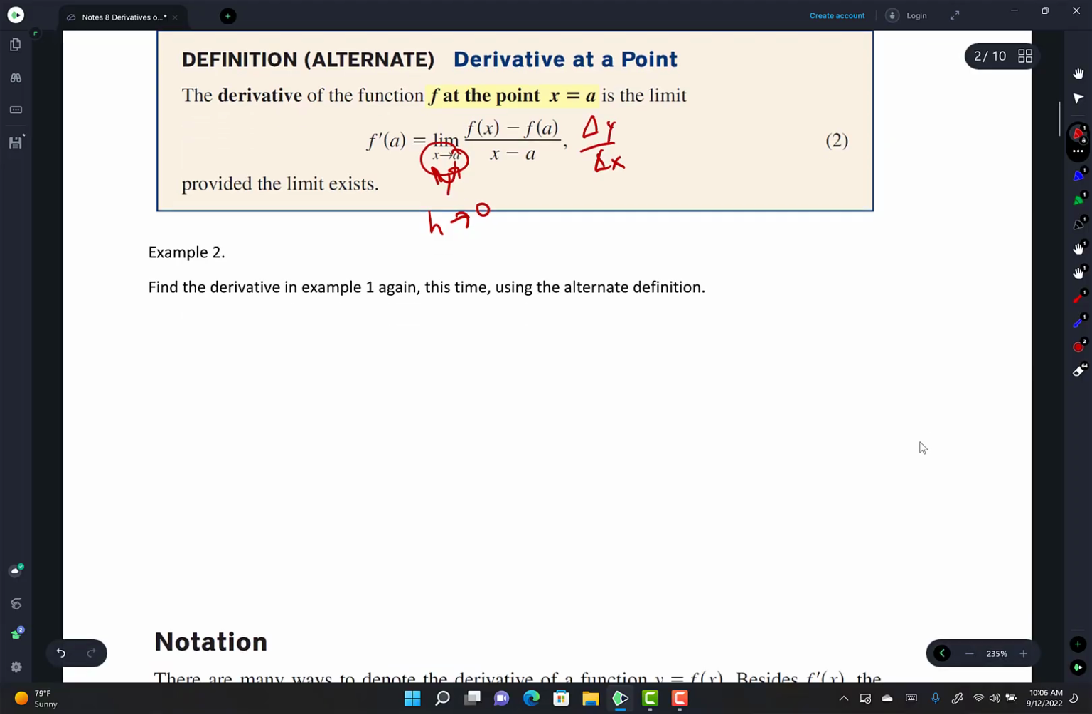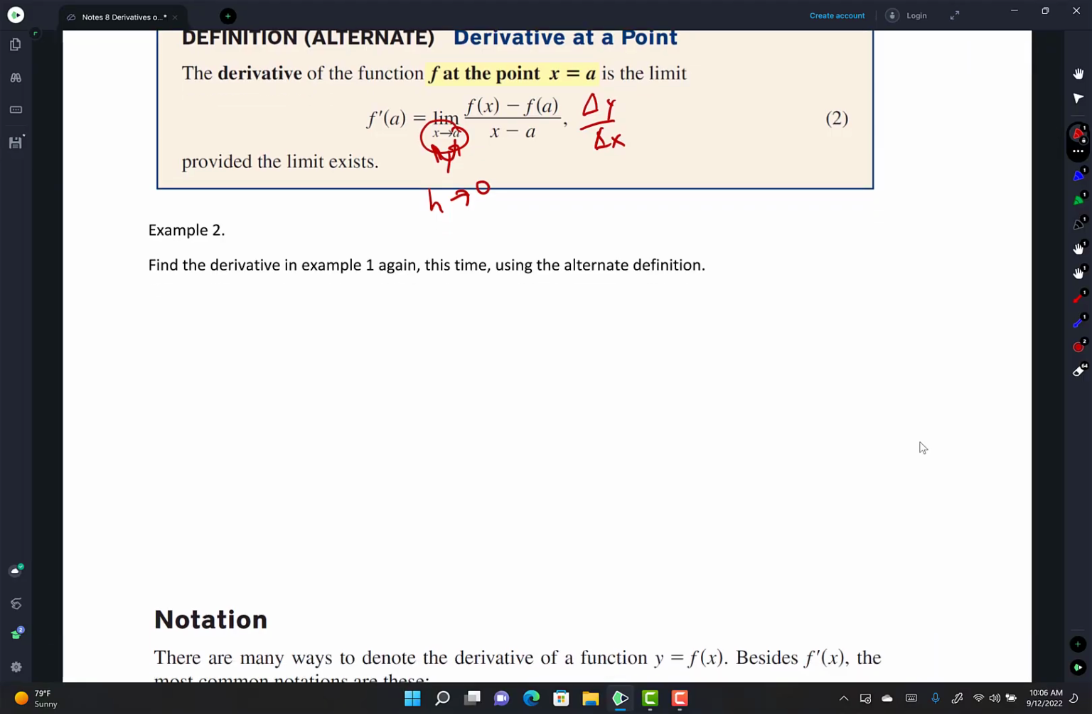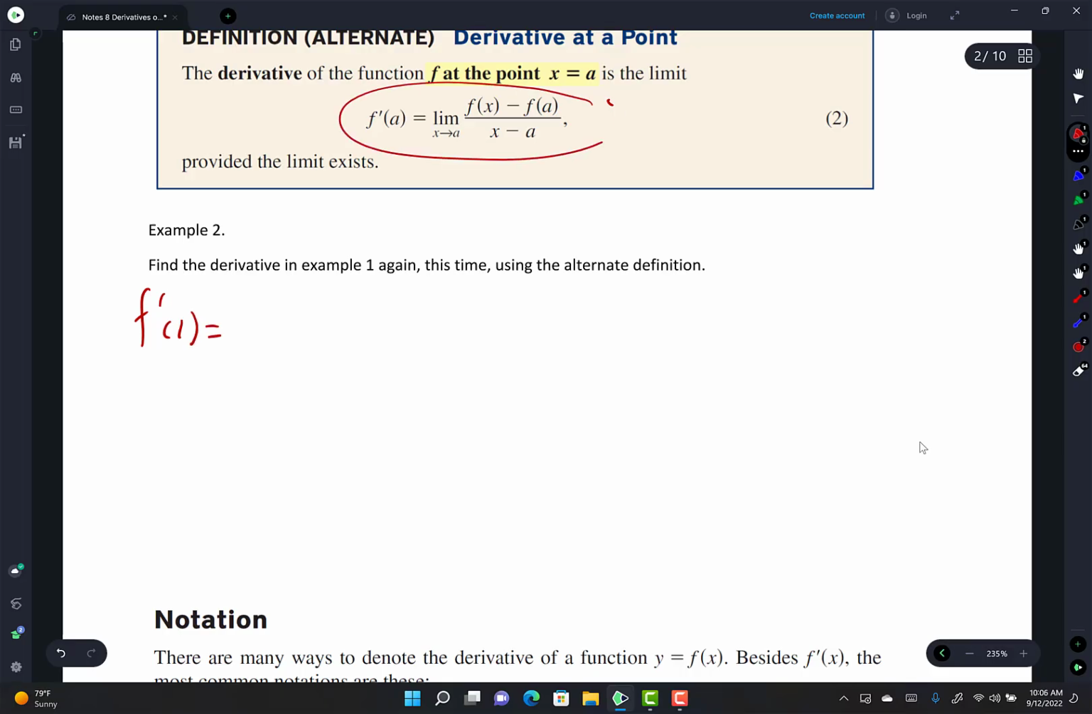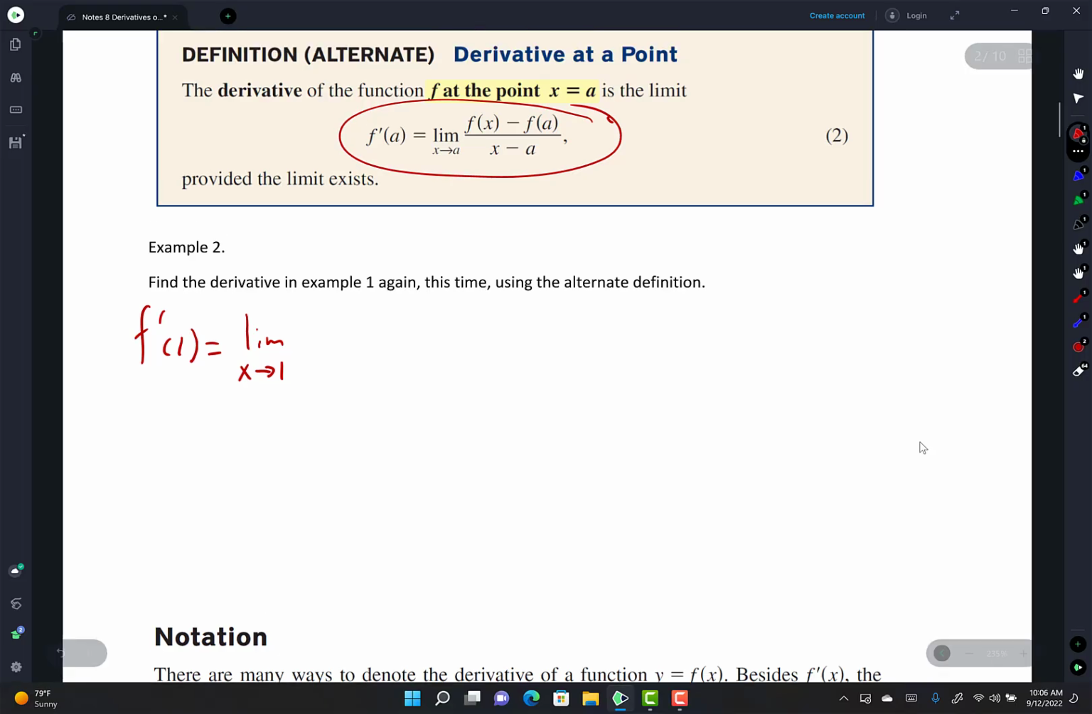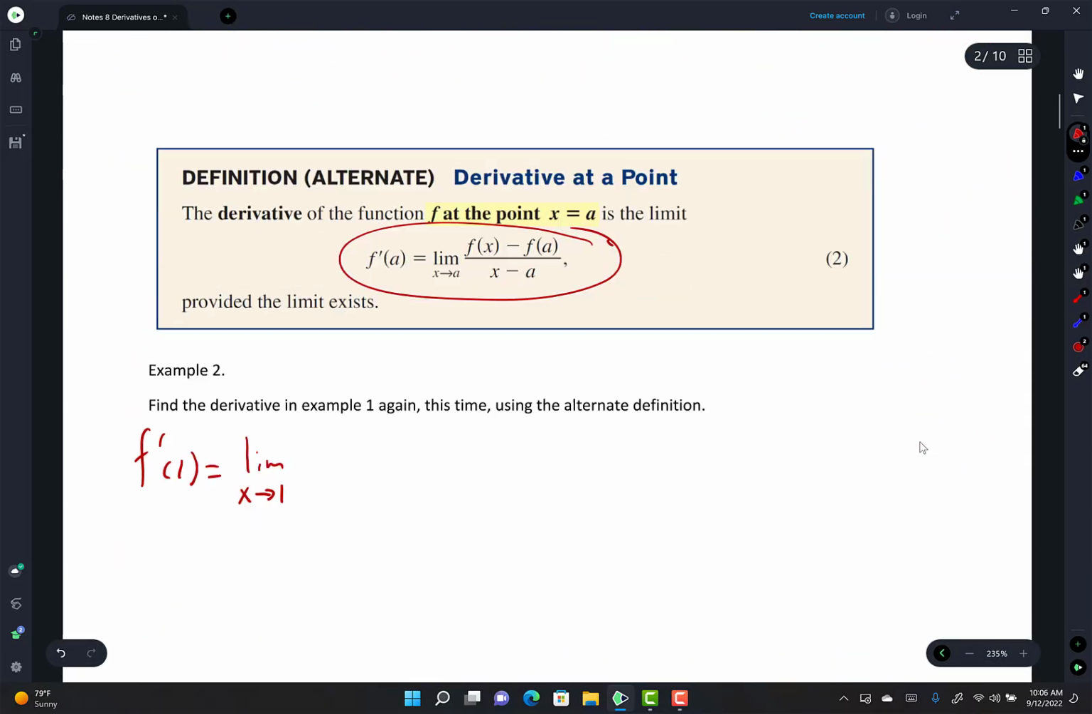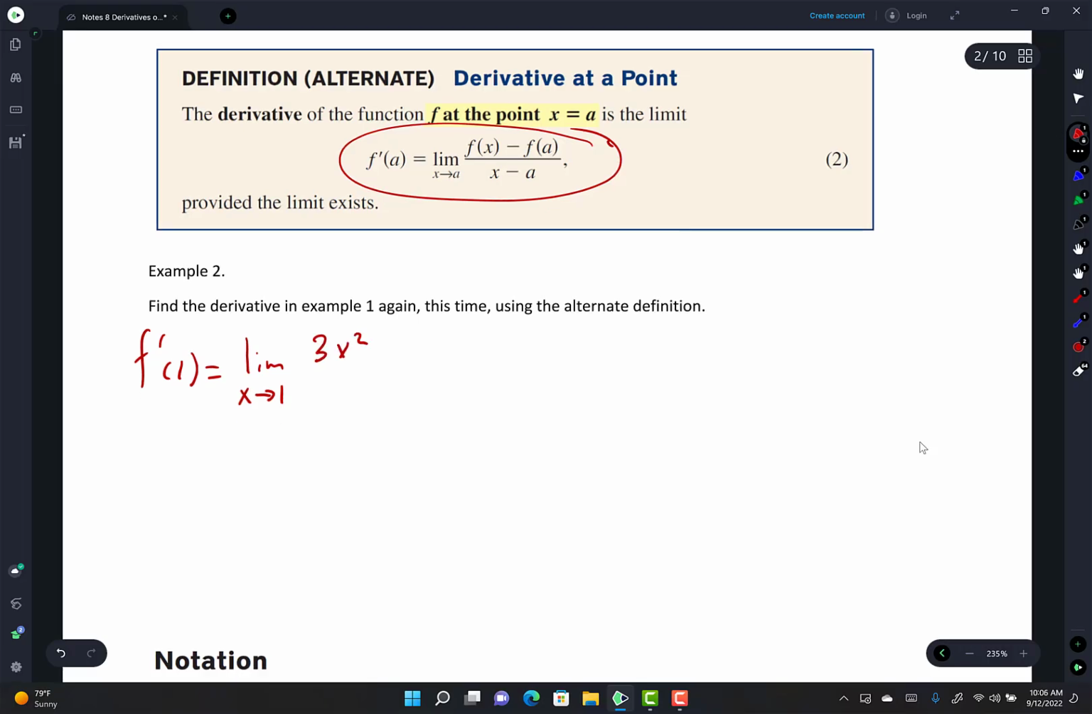Ready, guys? It says, find the derivative of example 1 again, this time using the alternate definition. So it's finding it at a point. It's the only difference. Here we go. I'm going to write f prime of 1 equals, and I'm using this definition, limit as x approaches 1. What was the function? I already forgot it. Was it x squared? 3x squared. So you write 3x squared minus, and then f of a, so that's going to be 3 times 1. I'll write it over here. 3 times 1 squared over x minus 1.